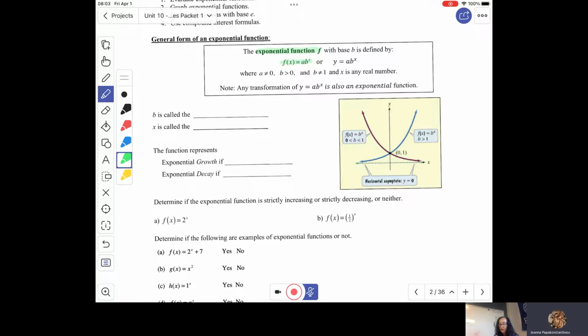If B is 0, then 0 to the 0th power if X is 0 causes some problems. We can't have B equaling 1 either, because if we have Y equals 1 to the X power, well, 1 to any power is 1, so Y equals 1. What does the graph of that look like? It is a horizontal line. So that is not an exponential function, right?